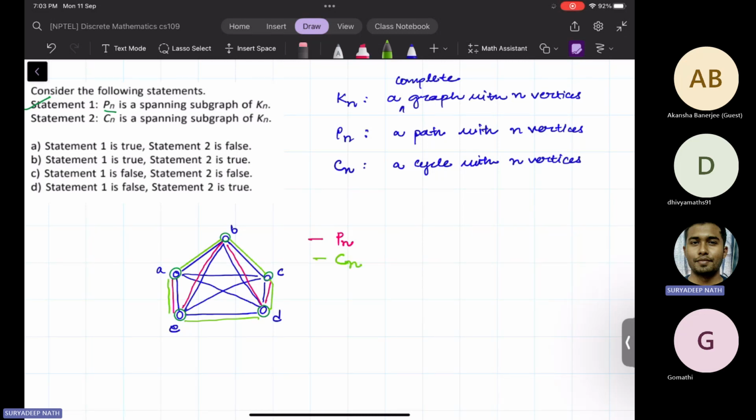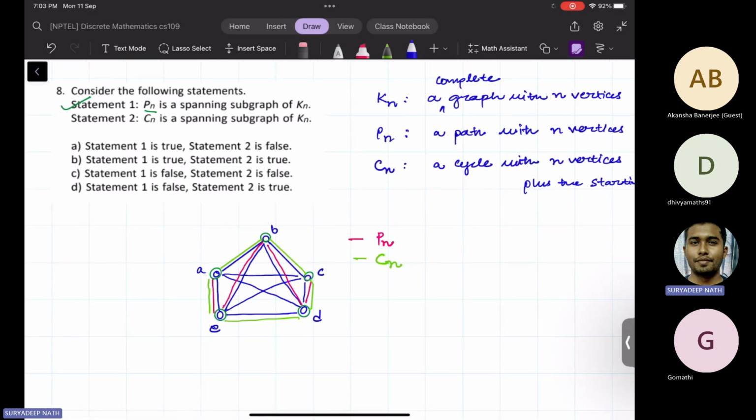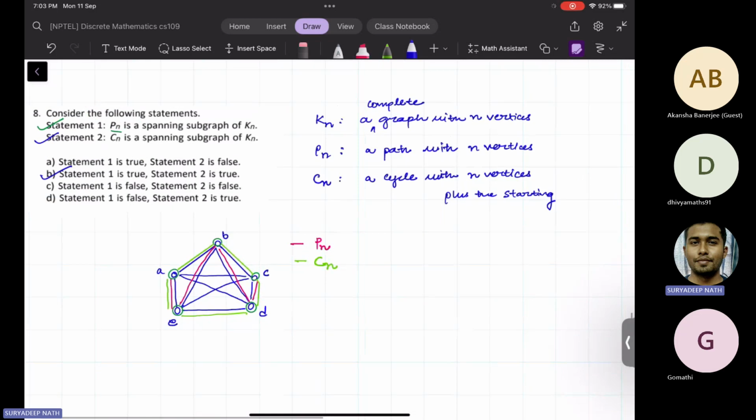It contains n vertices plus the starting one. Again you see this Cn contains A, B, C, D and E, all the vertices. So it is again a spanning subgraph. So statement 2 is also correct. So both the statements are true. So the right answer is option B. I hope this is clear to you. It's just some definitions.